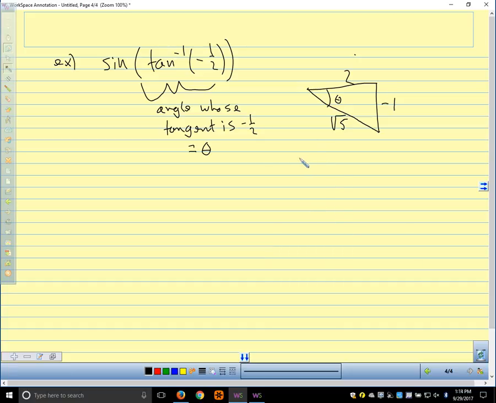Well, the sine of that angle is -1 over the square root of 5. And it makes sense that the sine is negative because we're down in the fourth quadrant. Our y coordinate is negative in the fourth quadrant.